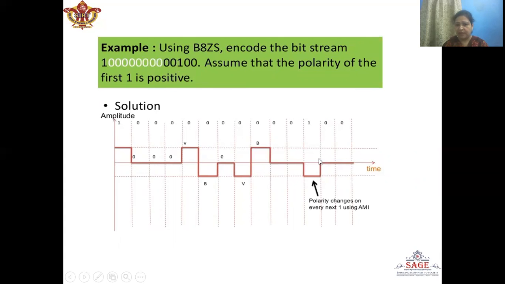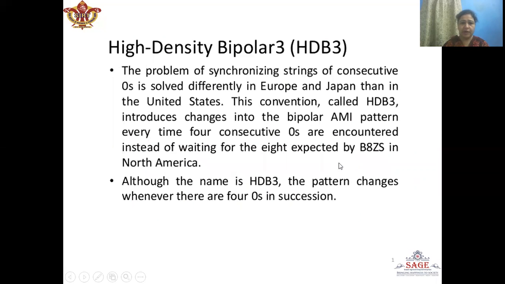Then comes 1. 1 will follow alternate bit inversion. Since the previous was positive, this will be negative. Then 2 zeros, which will be represented by 0 voltage level. Now high density bipolar 3.